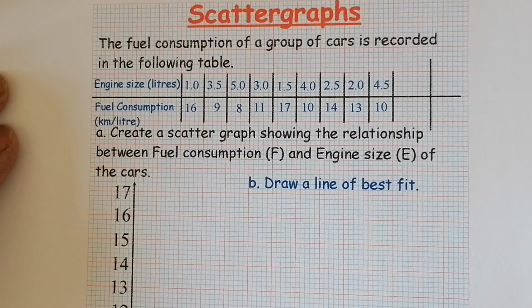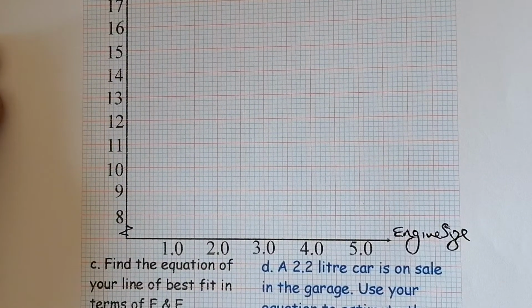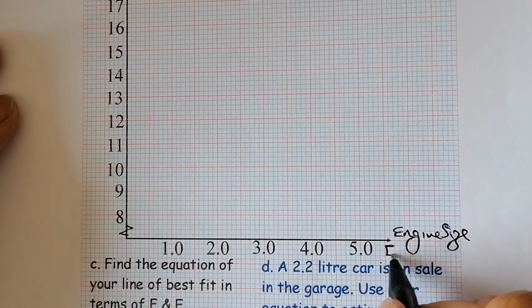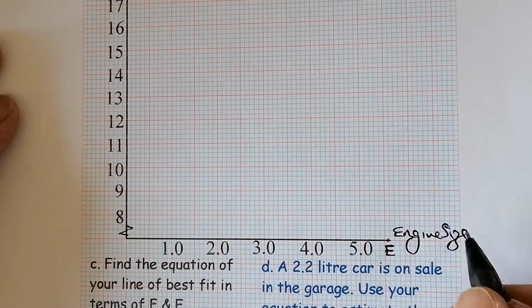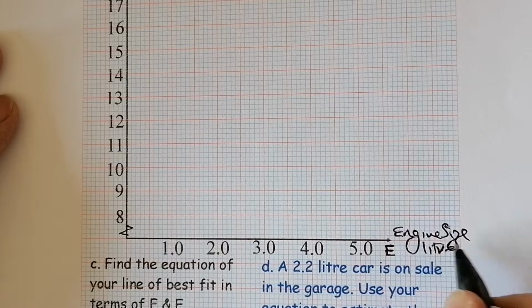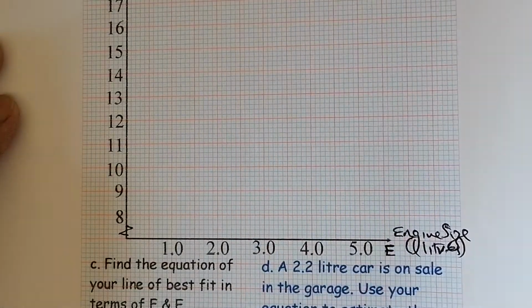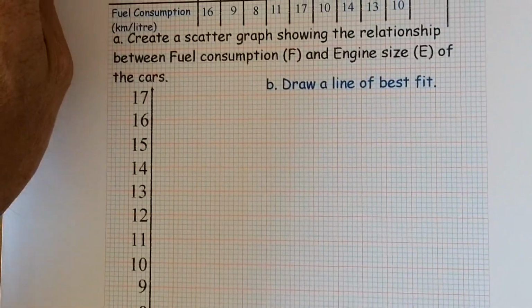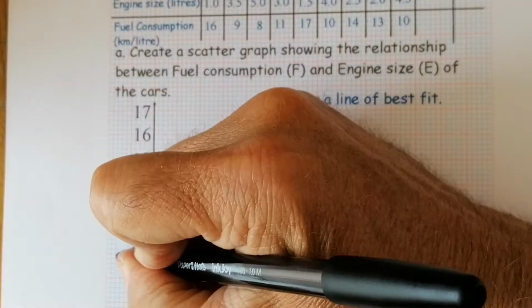Again, I've cut this axis here, so the axis doesn't start at 0, it starts at 7. And this axis here does start at 0. This one here is my engine size, down here. We're going to call that E, and the engine size is going to be in litres, for a car. What we've also got is the fuel consumption up at this side here. So this is fuel consumption.